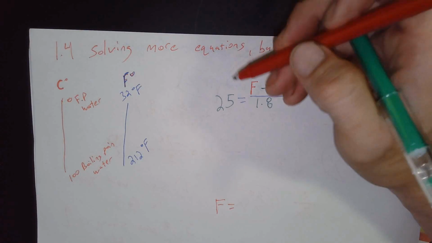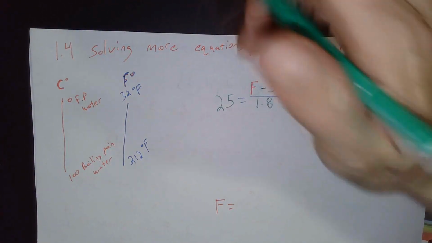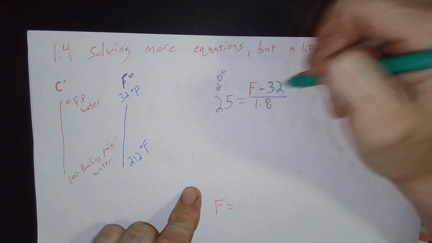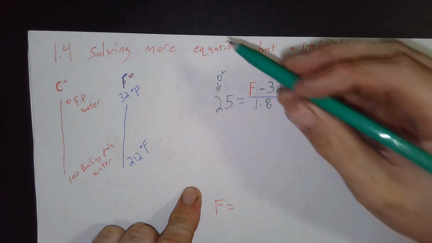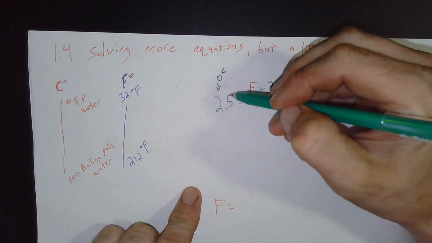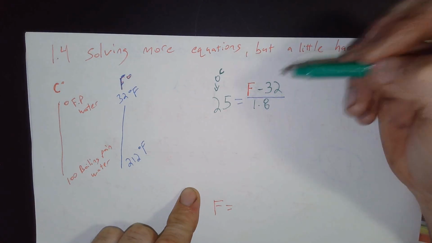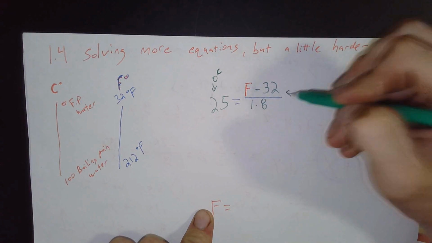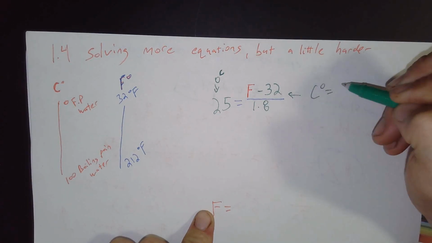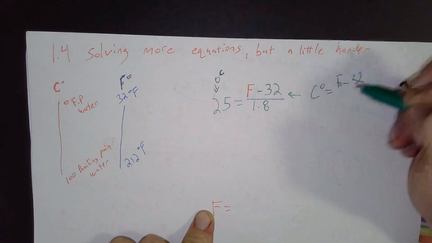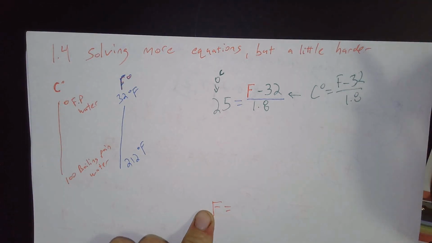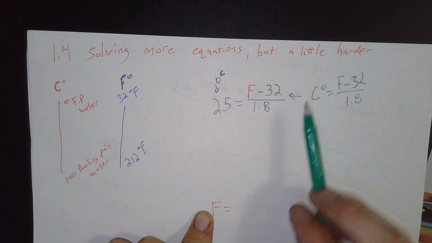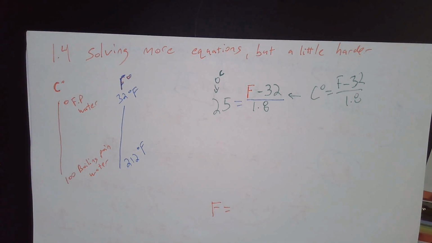So it's telling me that this is 25 degrees Celsius, and it equals this equation. So what does 25 degrees Celsius in degrees Fahrenheit actually equal? This is actually the equation for degrees Celsius: degrees Celsius equals the degrees Fahrenheit minus 32, divided by 1.8. That's the actual equation to convert between degrees Celsius and degrees Fahrenheit. Now, we're going to rearrange this equation to solve for degrees Fahrenheit.